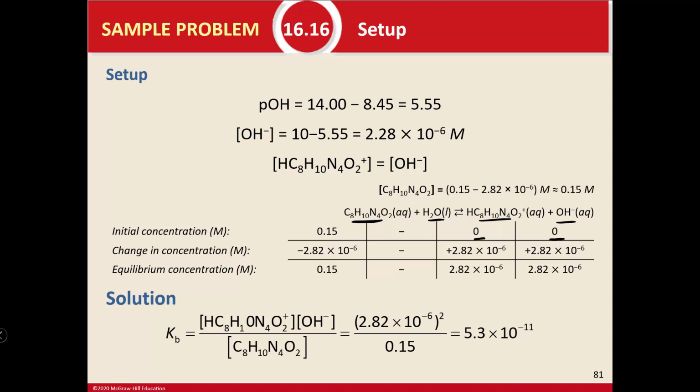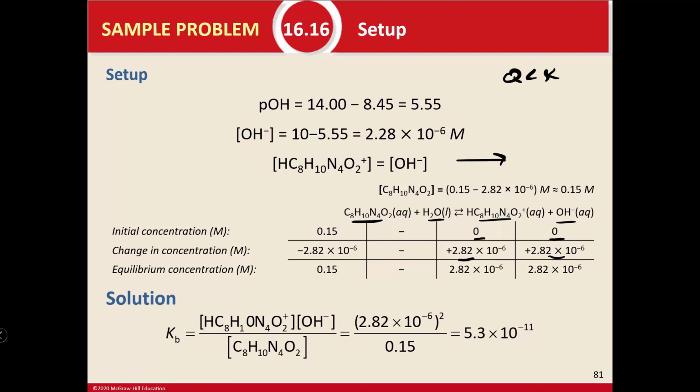So again, real quick. Q is less than K. You know the reaction is going to go in the forward direction. And the difference here of saying minus X and plus X is you're asked not to solve for the equilibrium concentrations. You're asked to solve for Kb. So these have to be known. There's no minus X or plus X.